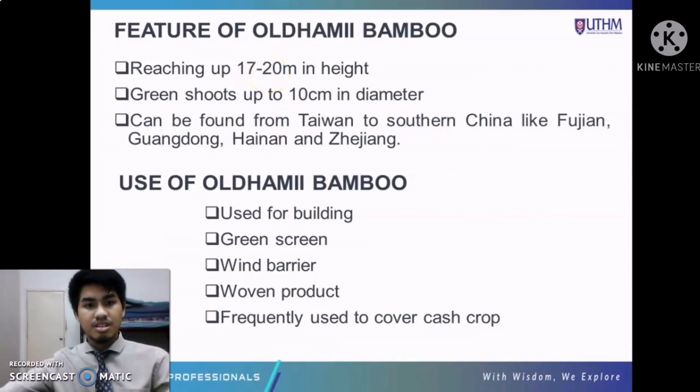First, it reaches up to 17 to 20 meters in height. The green shoots are up to 10 cm in diameter and can be found from Taiwan to the southern China states. The use of the bamboo: first, it is used for building, green screen, wind barrier, woven products, and frequently used to cover cash crops.